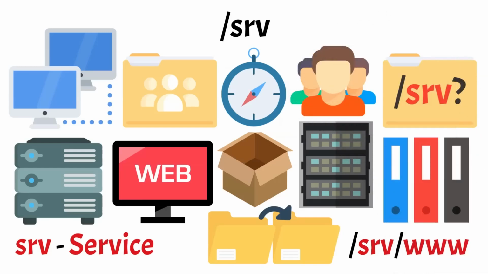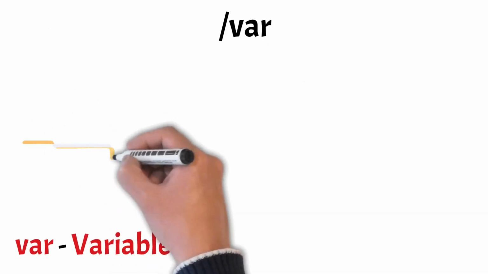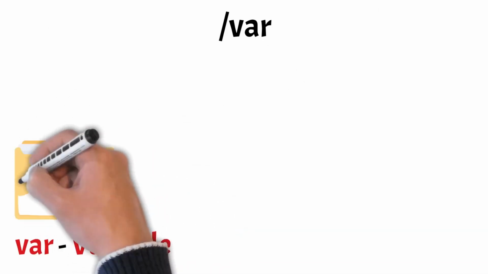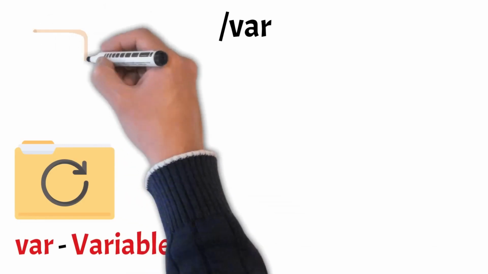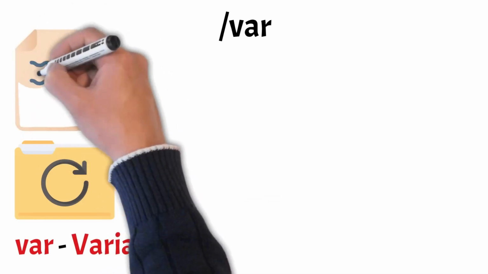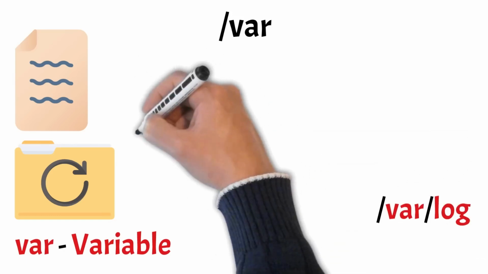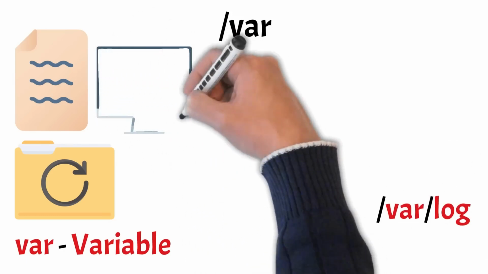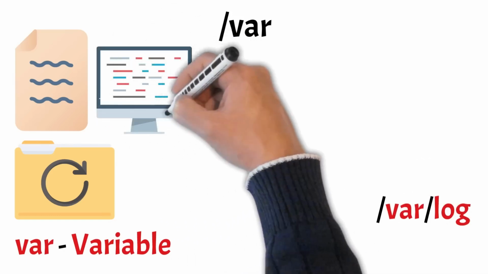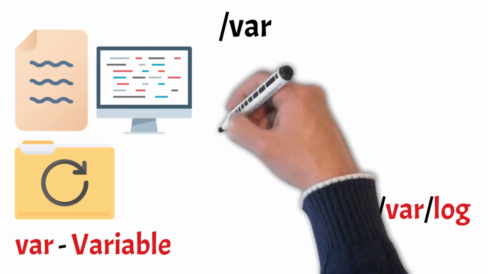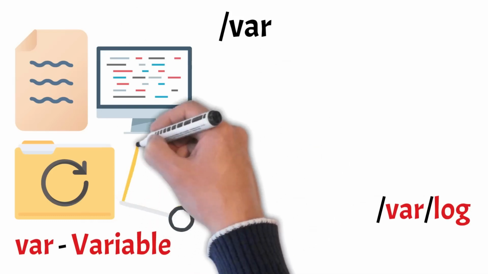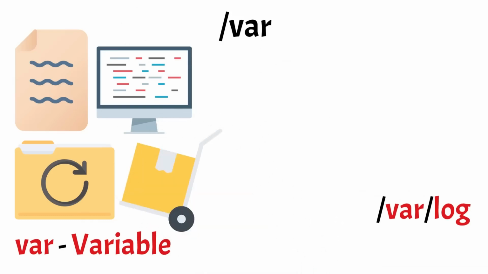Next, we have var, short for variable. The var directory is used for storing files that change frequently during system operation, like logs, caches, spool files, and more. For example, var/log holds system logs that track activity and errors, and these logs are often rotated to prevent them from using too much space. Package managers also use this directory. Debian-based systems, for instance, keep important metadata in var/lib.